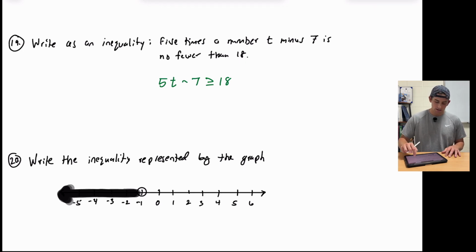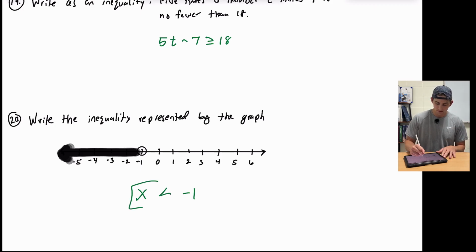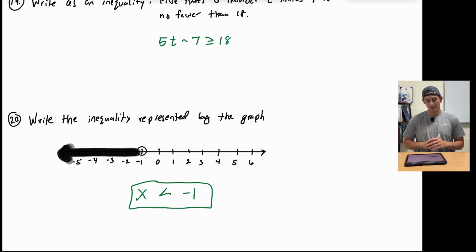All right, and our last one, number 20, we are given a number line, we're given an inequality that's been graphed, and they just want us to write the inequality that's being represented. So notice where our dot is. It's on negative 1. Also, they didn't give us a variable, so let's just use x. Negative 1 is where our dot is located, our circle, it is open, which means it's not or equal to, and it's going to the left or less than negative 1. So that's what it would be. X is less than negative 1.